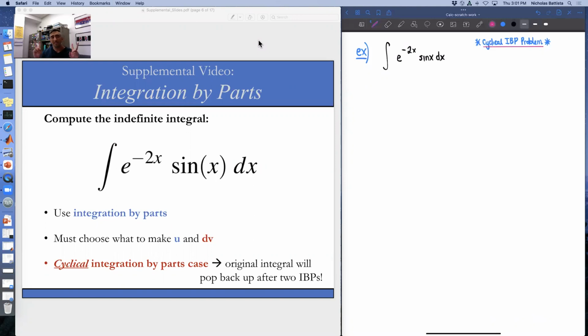This is what I like to call a cyclical integration by parts problem. They usually have a flavor of some exponential times either a sine, like in this case, or something like a cosine of some 3x or something like that as well. But these are what I call these cyclical type problems. We're going to do integration by parts twice. We're going to see the original integral pop back up, do some algebra, and out pops our antiderivative.